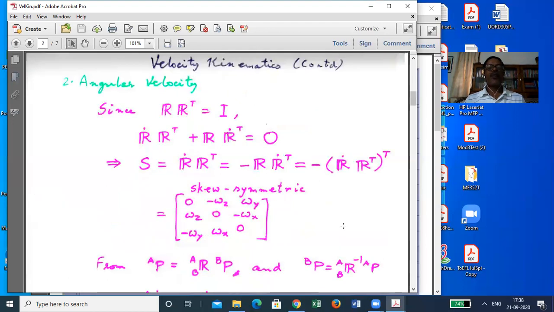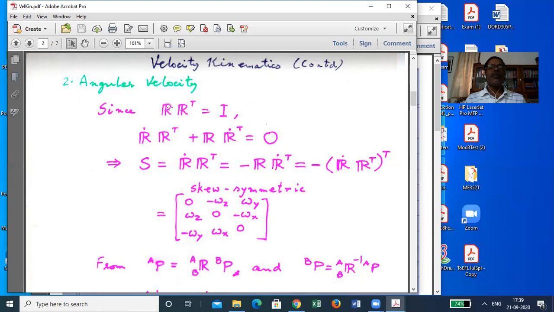Now, this is a fundamental way of figuring out the description of the angular velocity vector. We start from a basic identity: the rotation matrix times its transpose is identity, basically because the rotation matrix is an orthogonal matrix. Now you differentiate it very innocently.